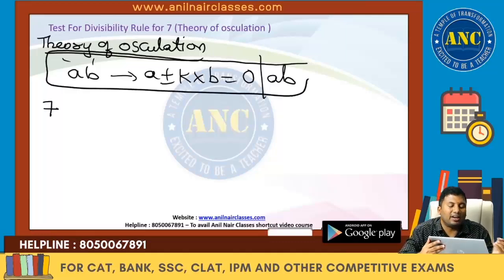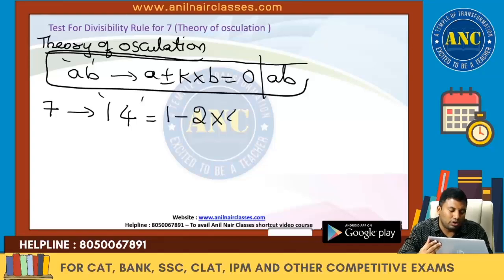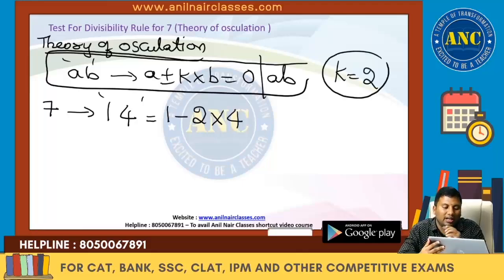7 is a single digit number. What is the next multiple of 7? 14. Here the b value is 4, and the a value is 1. Can I write 14 as 1 minus 2 into 4? What is 1 minus 2 into 4? It is minus 7. Is minus 7 divisible by 7? Yes. That means the k value we got here is 2.